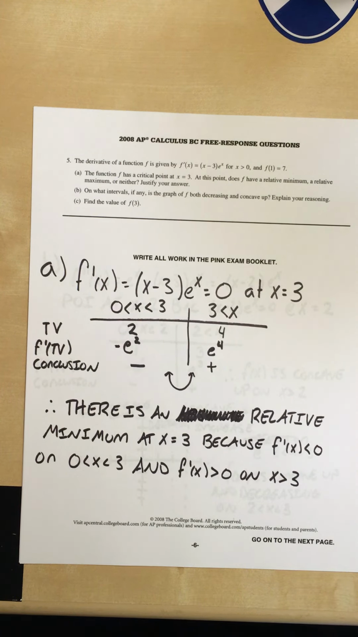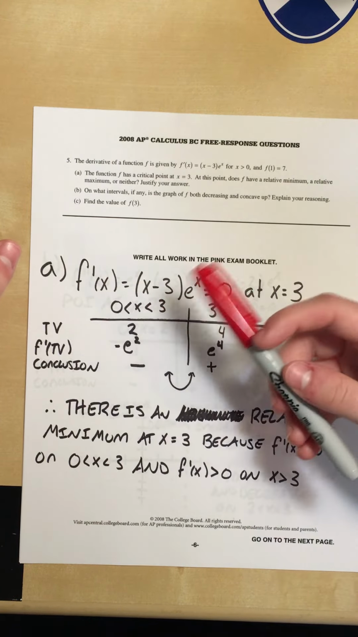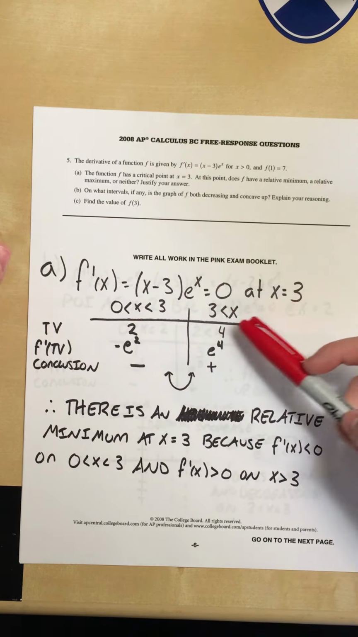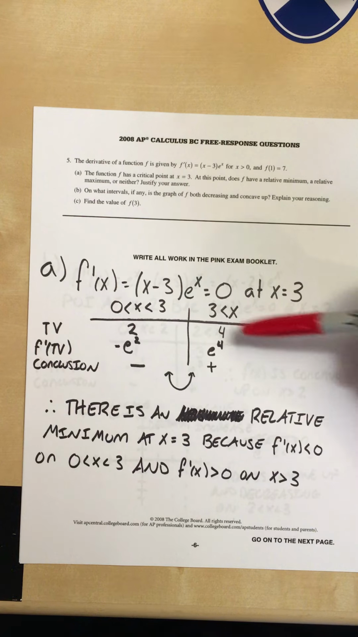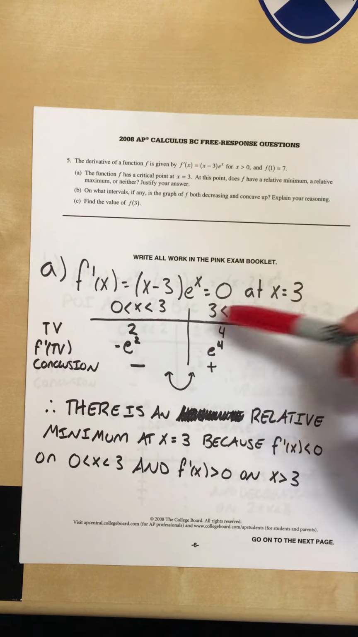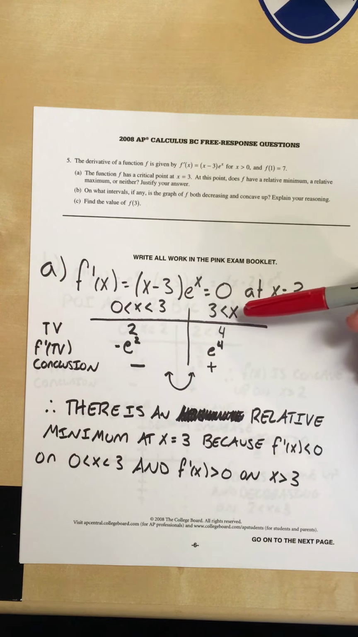Justify your answer. So what you want to do is find if the sign changes at x equals 3, and then if the sign does change, what does that signify? So what you have here is f prime of x equals x minus 3 times e to the x equals 0 at x equals 3. So what I did is set up this table here where you have your ranges, your domains 0 to 3 and then greater than 3.